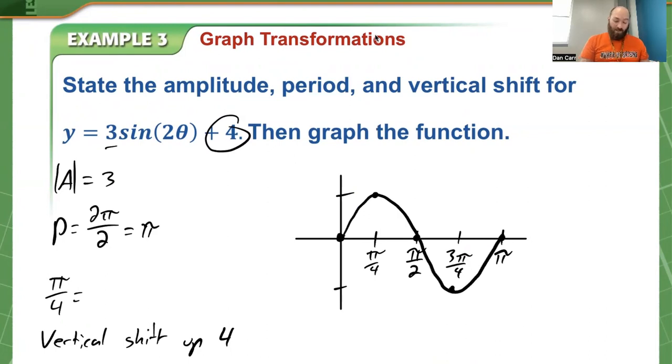But again, make sure you understand the midline is going to be 4 here. Thanks to the amplitude of 3, it's going to go up 3. So that's a positive 7. Down 3 is a positive 1. Okay, so my scale is changing.